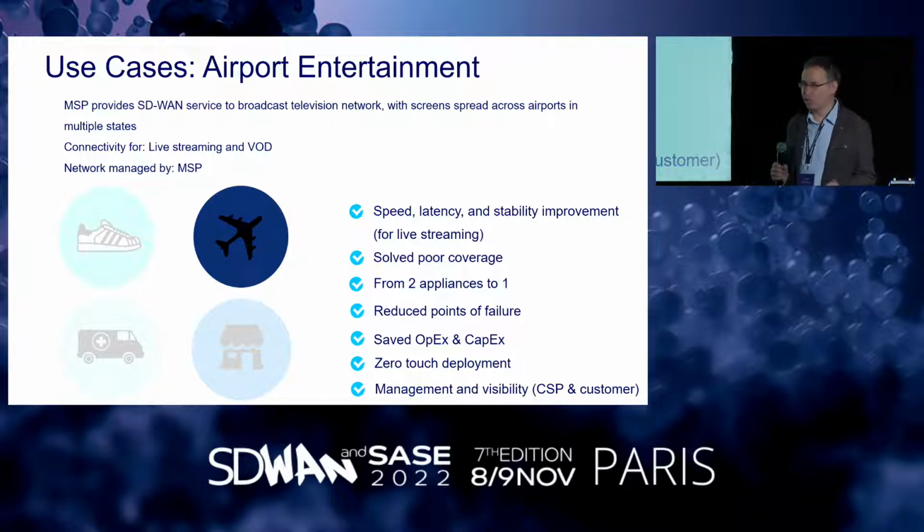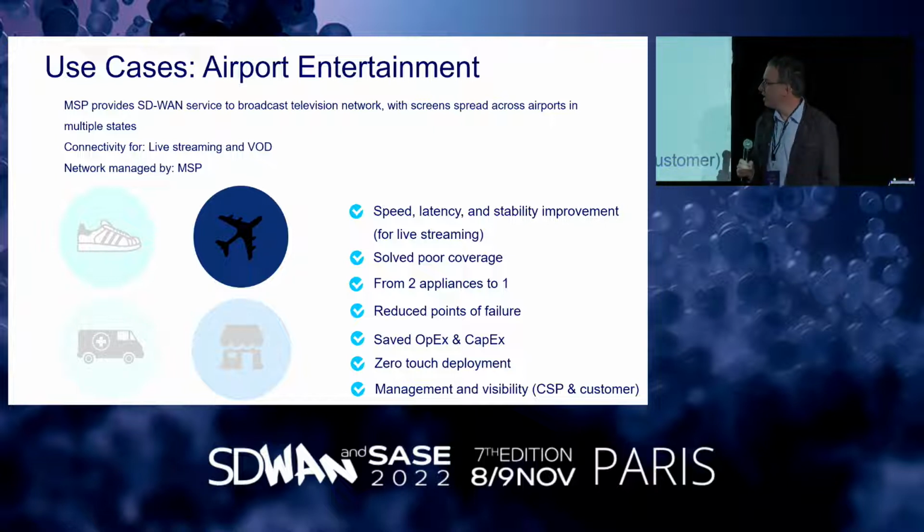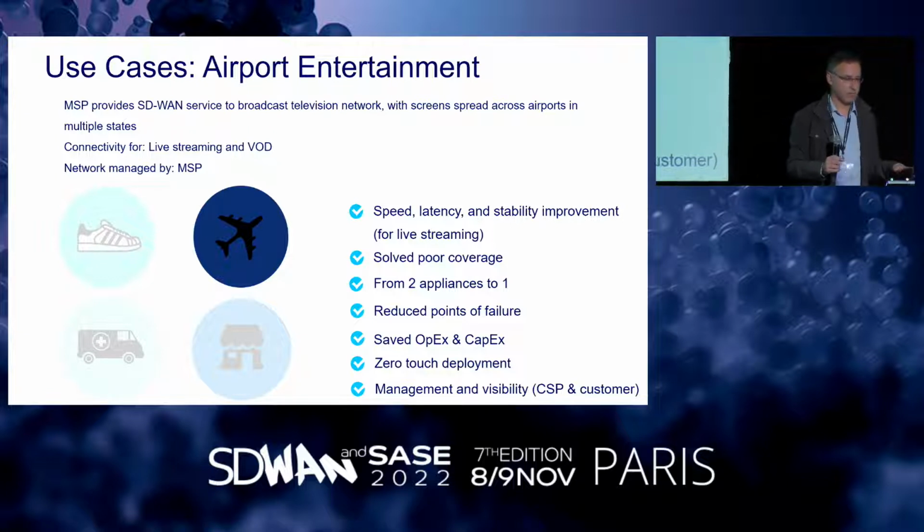So we solved this poor coverage, not in all airports, some airports. We reduced the number of appliances. We reduced the point of failure. We saved the OPEX and CAPEX as before. We provided zero-touch deployment, since it's a large network, and provided management and visibility as before.